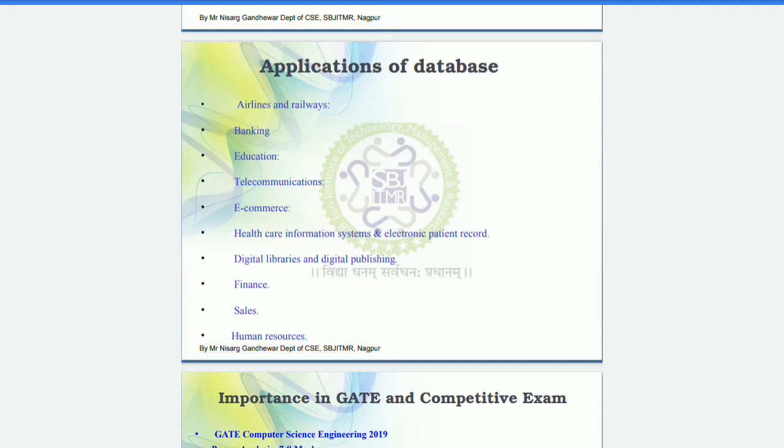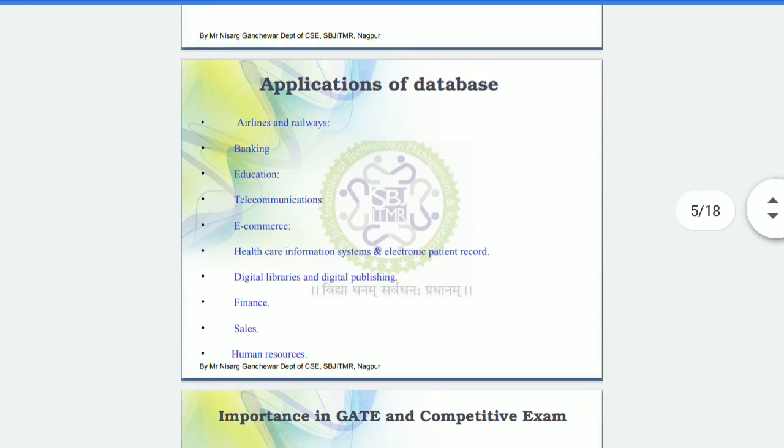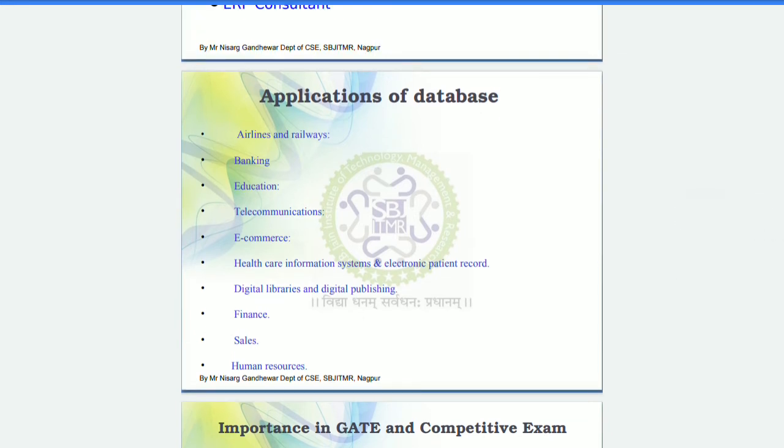Then digital libraries. Suppose you go to our library, a computer system is there. In the computer system they can check whether a particular book is available or not. Then again they are using a database to store the information of the students and the information of books. So again in the library we require a database.